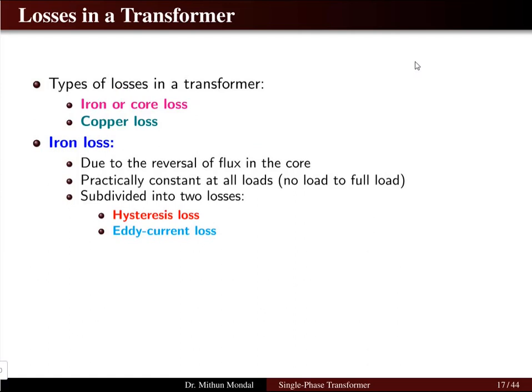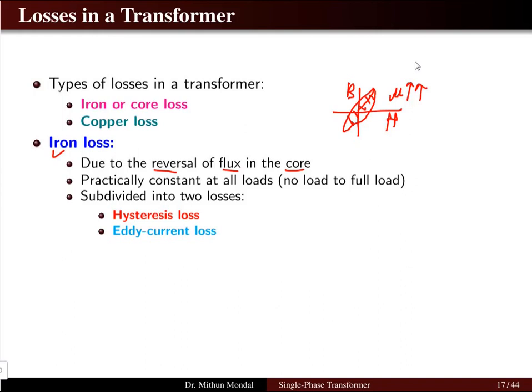So iron loss occurs due to the reversal of flux in the core. We know that in the core there is a complete magnetization and demagnetization of the core material. So we will have a complete hysteresis loop which indicates the magnetization and demagnetization of the magnetic material. These magnetic materials are made up of ferromagnetic material whose permeability is very high. So the area under this curve will represent the losses, which is known as hysteresis loss.